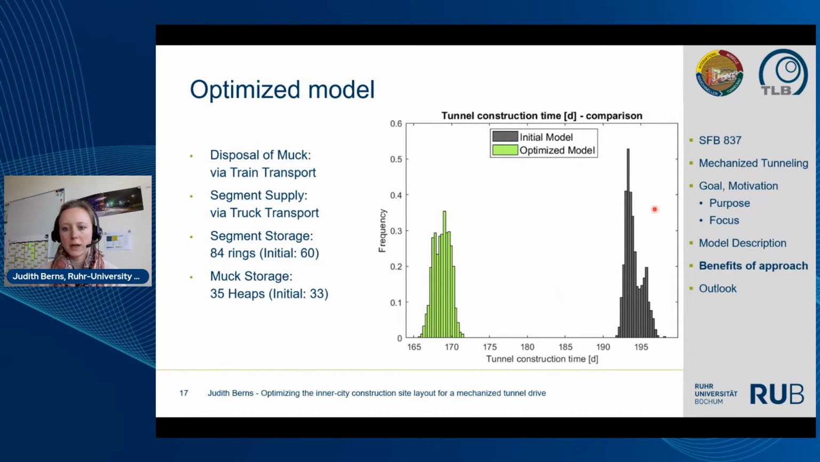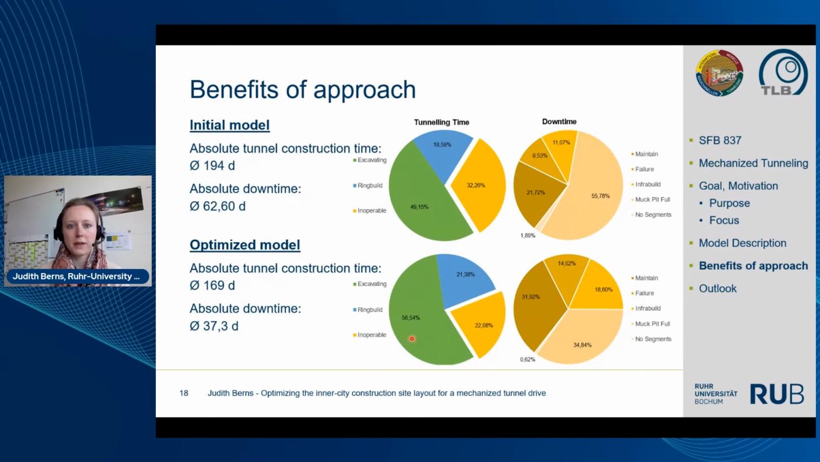In this diagram, you can see two histograms for the tunnel construction times achieved in a Monte Carlo simulation with 1,000 repetitions per model. So here at the right, the initial model, and on the left, the optimized model. So here in the left-hand pie chart, it is shown once again, the total construction time is made up of the two core processes of excavation and wing building, as well as the downtime. You can now see that the downtime is much less in the optimized model than in the initial model.